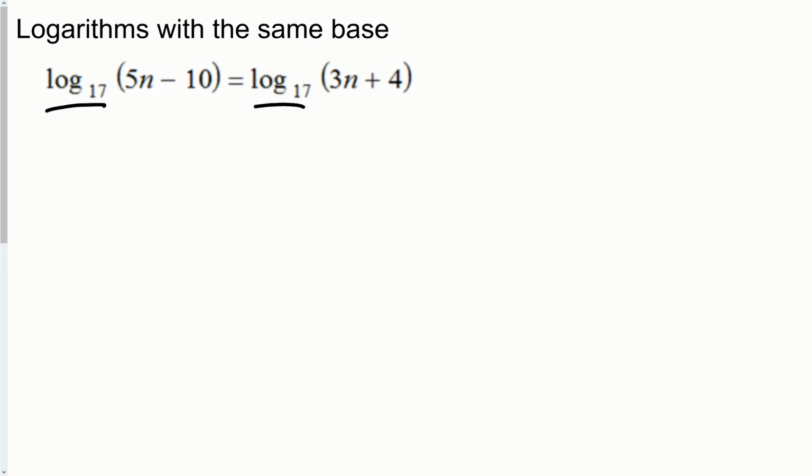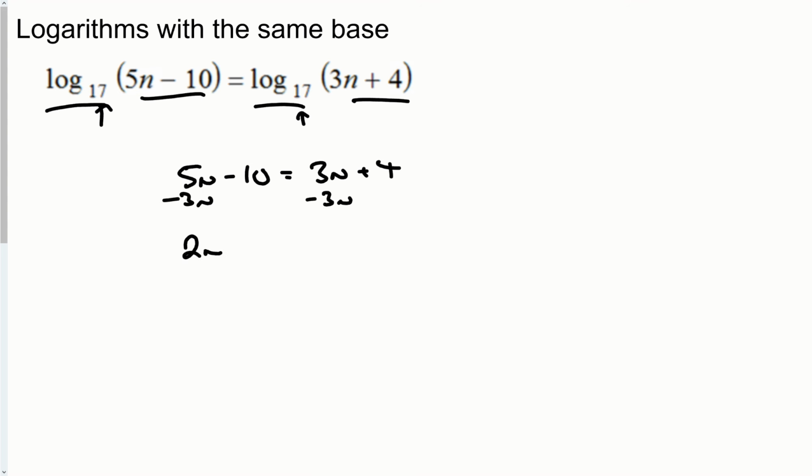If you have a logarithm on both sides and they have the same base, the insides must be equal to each other. So this just turns into 5n minus 10 is equal to 3n plus 4. And now you just have a linear equation. So that's 2n, add 10 to both sides. So n is 7, okay? And that's it. If these two are different, you can't do this problem, okay?